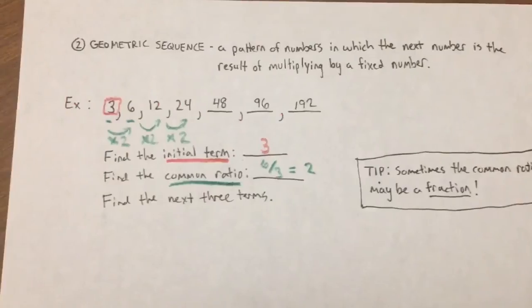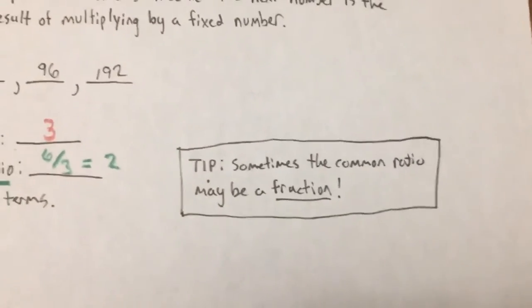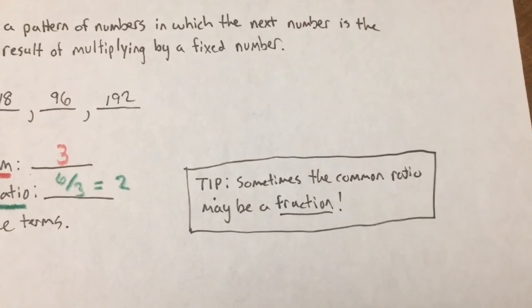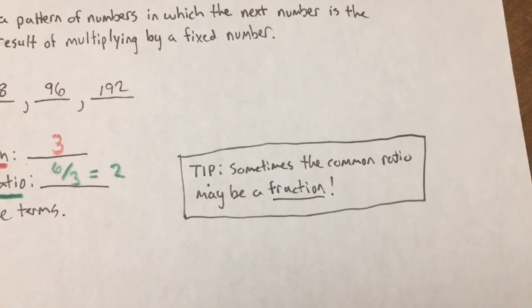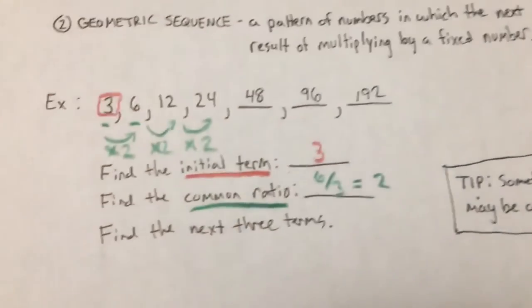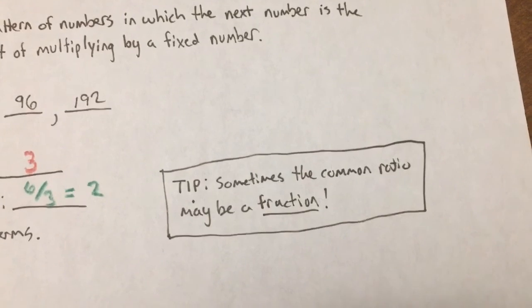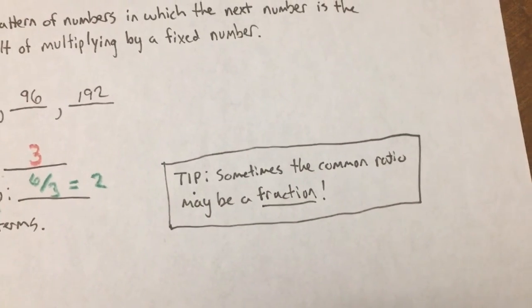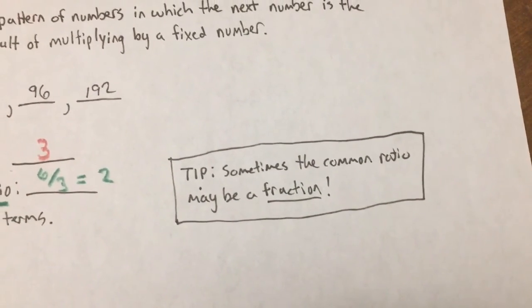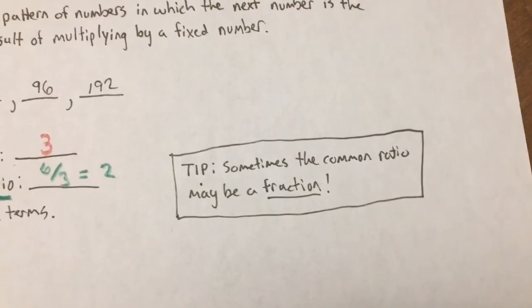192. A little tip I want to give you guys is that sometimes when you're determining what the common ratio of a geometric sequence might be, sometimes it may be a fraction and sometimes it may be a whole number, like in this example that we have off to the side. So make sure you pay close attention to whatever geometric sequences you're working with, because sometimes the common ratio could end up being a fraction. Let's try this next example out.